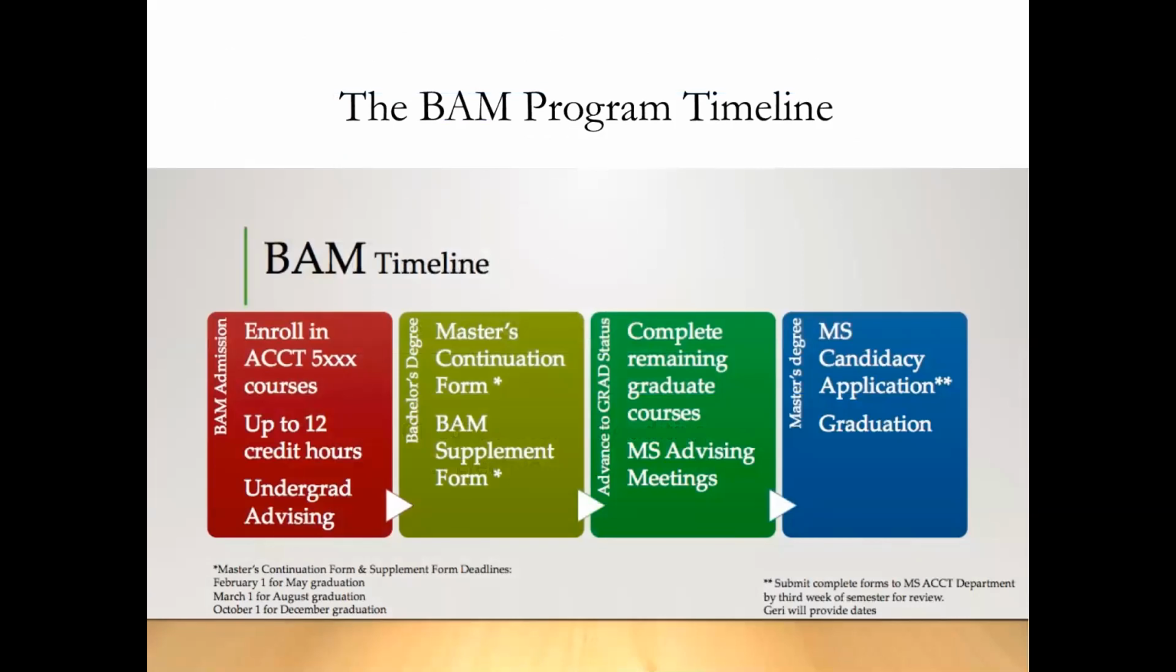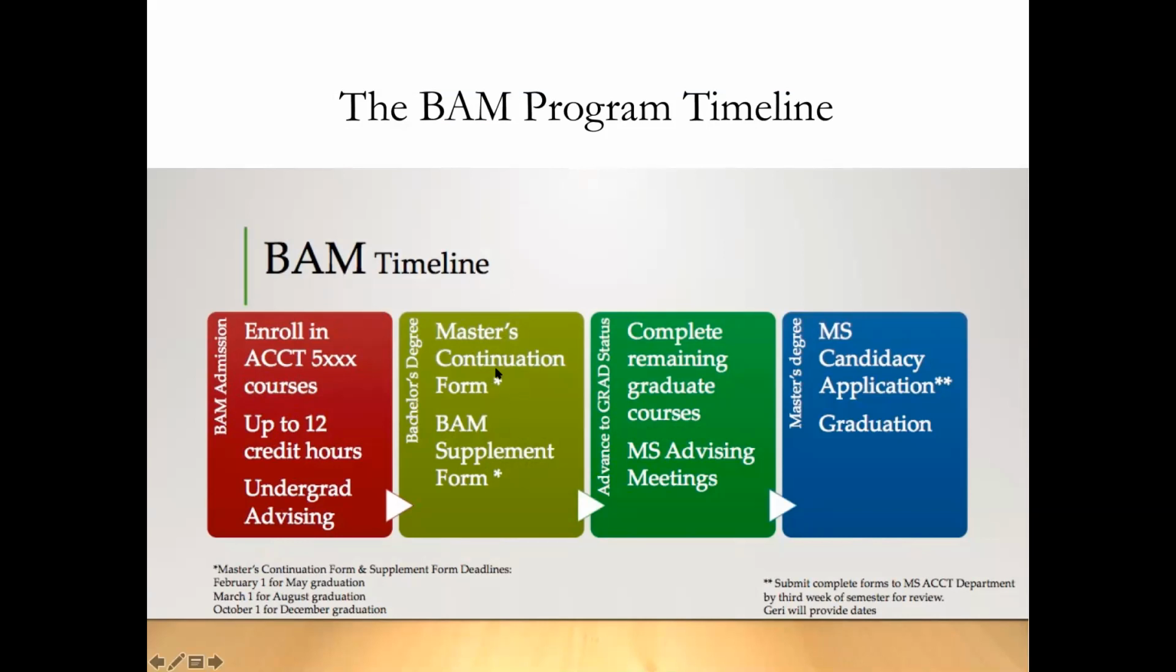Here's the actual timeline to give you a higher view of the program. You're going to be an undergrad student once you're admitted, but you're allowed to take up to 12 credits of MS coursework while you're still an undergrad finishing your undergrad degrees. That's why they call it the accelerated masters. You're able to take up to 12 credit hours of MS coursework while still finishing your undergrad courses and while still paying undergrad tuition. Then you're going to finish your undergrad degree and you'll fill out these 2 forms, which we'll explain at orientation.